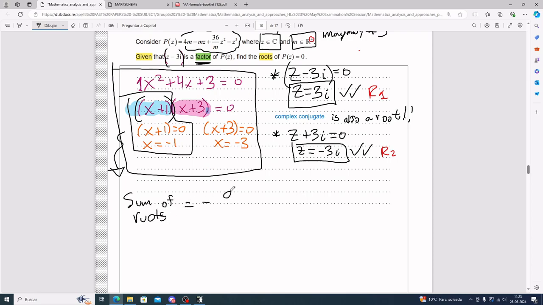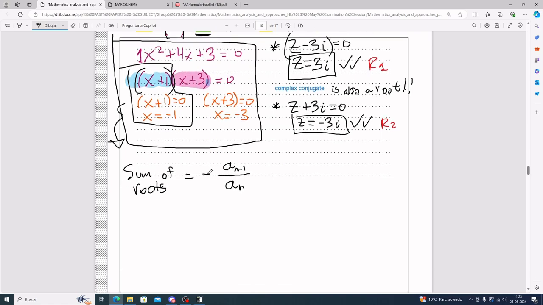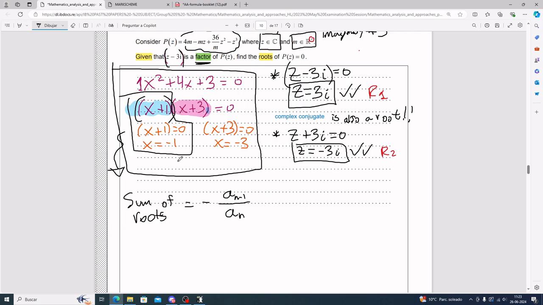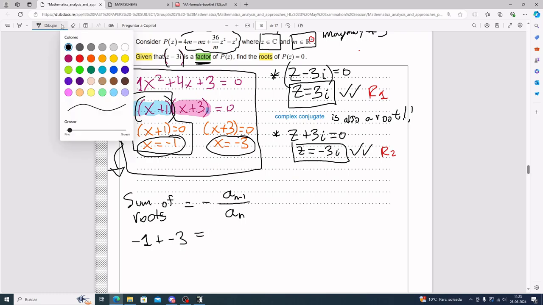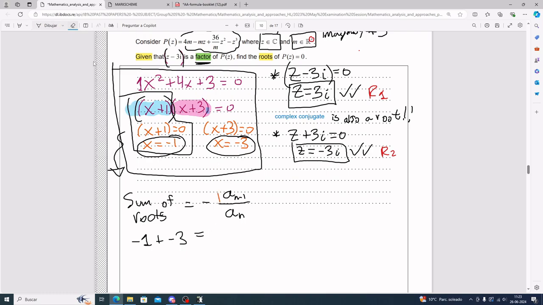See, so using this simpler example here, the sum of roots equals negative a n minus 1. So this is the constant right before the one with the biggest exponent, divided by the constant next to the biggest exponent. So the sum of roots equals those two constants. See? So if I apply that here, the sum of my roots, we did say that the roots were negative 1 plus negative 3, right?